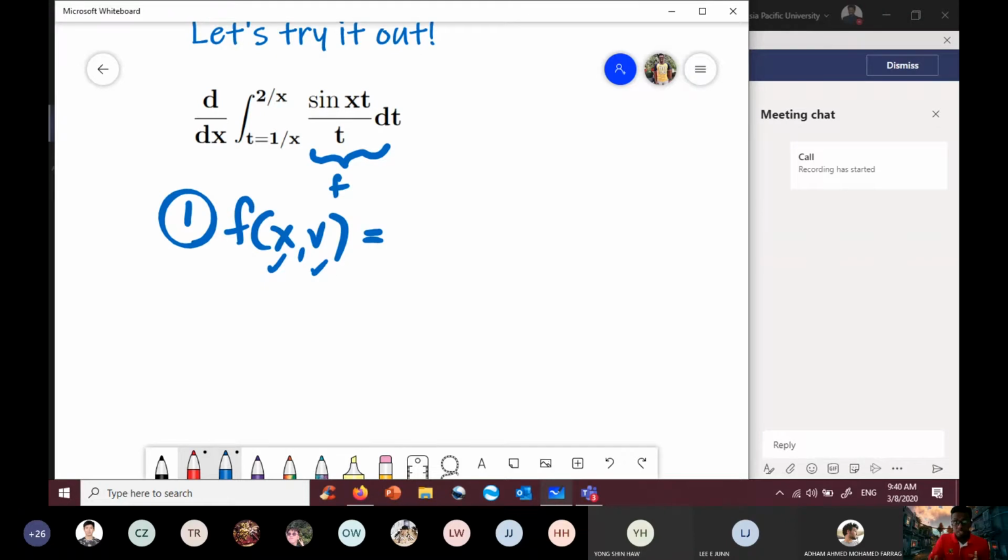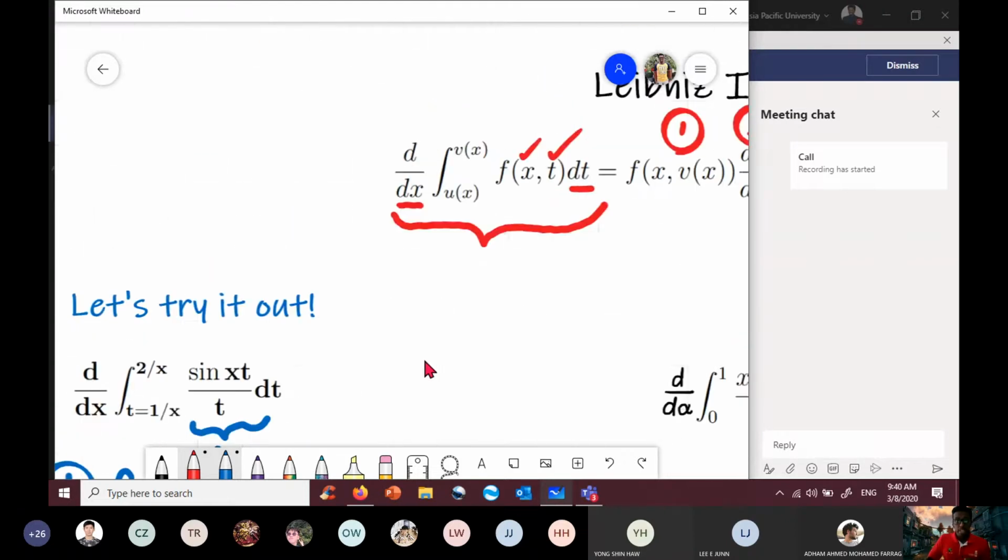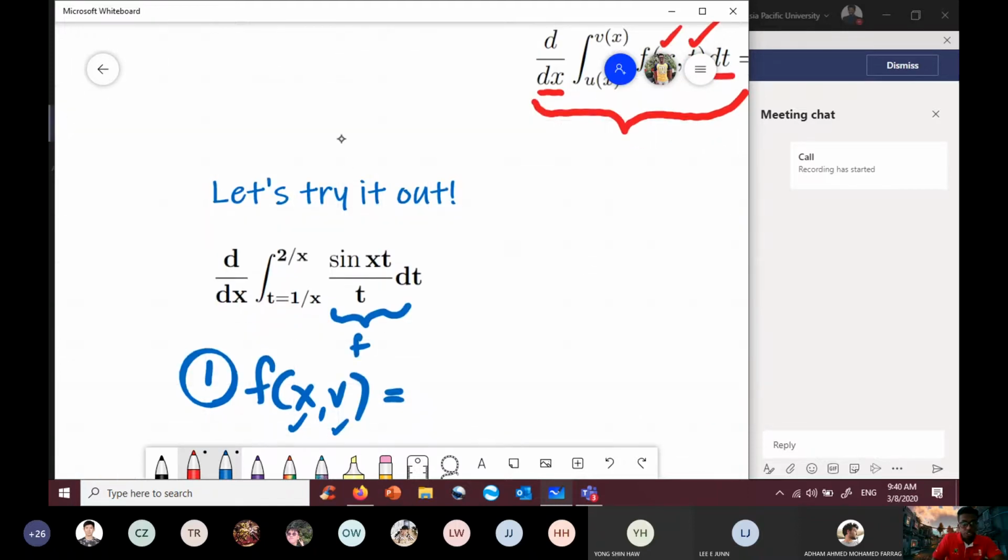What is your v? Let's look at the formula back. Can you see? V is your upper limit. U is your lower limit. That is your u and v, upper limit and lower limit. This is your v, the upper limit, and this is your u, the lower limit.